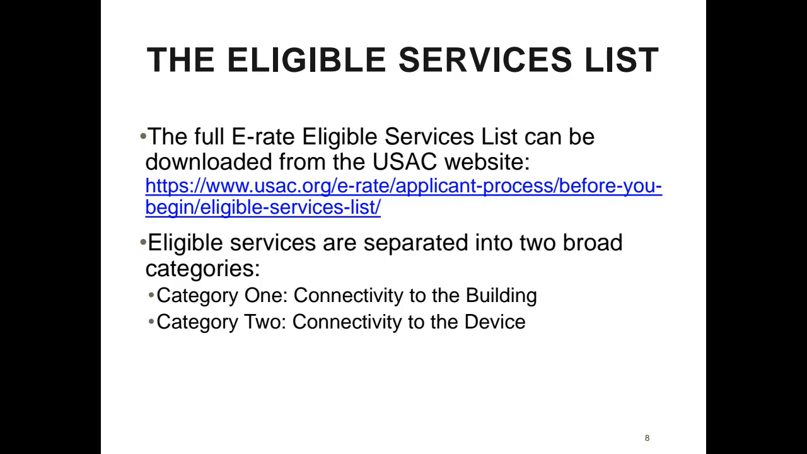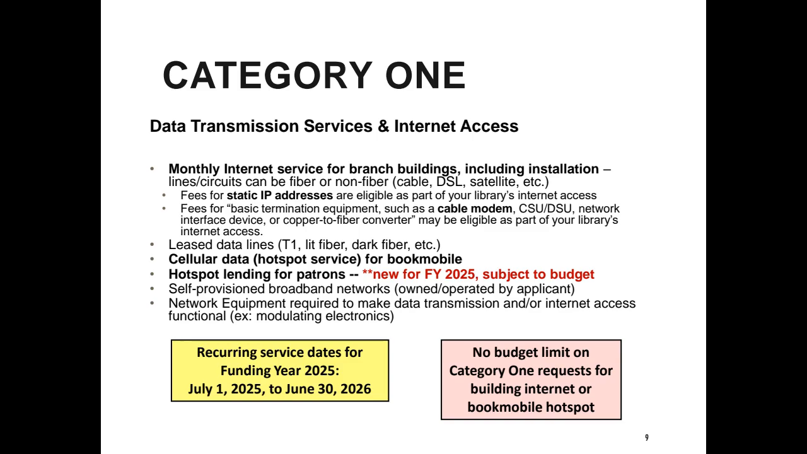And Category 2 is about getting that connectivity to the devices within the building. So that would be computers on the network. It could be various devices owned by the library or by patrons that might be accessing the Wi-Fi. So very briefly, because we've covered Category 1 competitive bidding in another webinar, basically Category 1 is all the different ways that you can get on the internet.